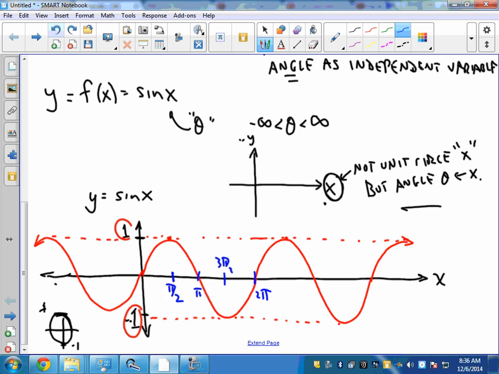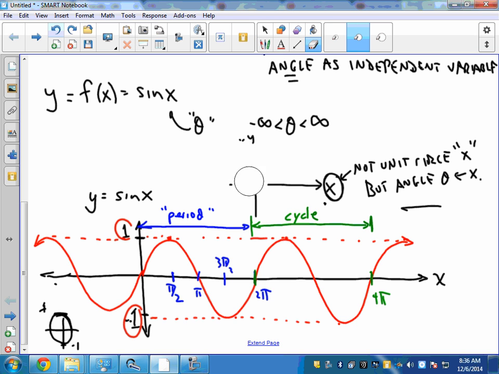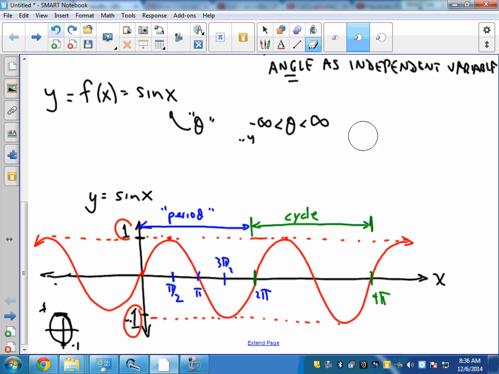Notice that the wavelength, or the cycle, or the period is the word that we use. The period is 2 pi. So every 2 pi, here's 2 pi, here's 4 pi, every 2 pi we get a complete wavelength or a complete cycle. So our cycle is going to be 2 pi. Let me erase some of this up here to get it out of the way.